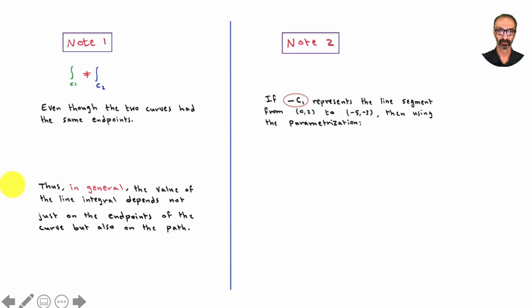Here's my comment two. In case you want to go, I'll call them A and B, on C1 from A to B, we call it C1. If you go from B to A along the same line, we call it minus C1. And that's going the other way around, from 0, 2 to negative 5, negative 3, going from the top to the bottom side.